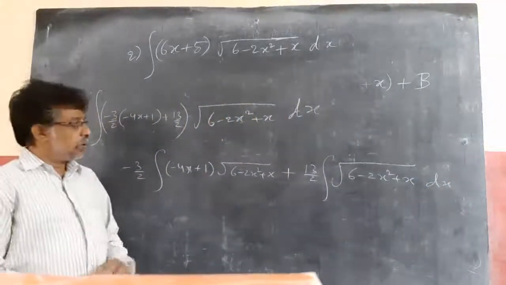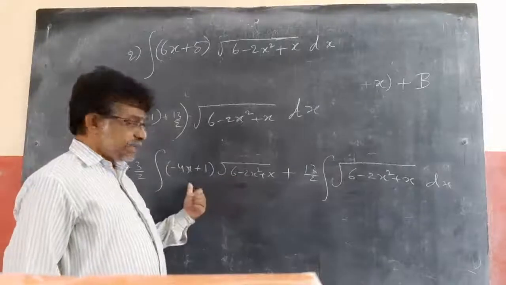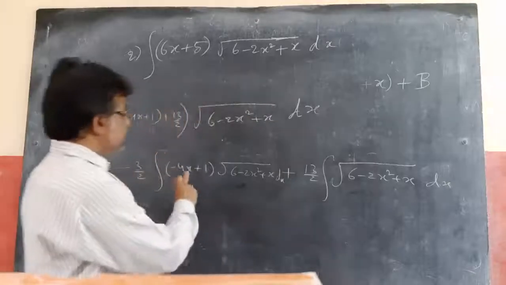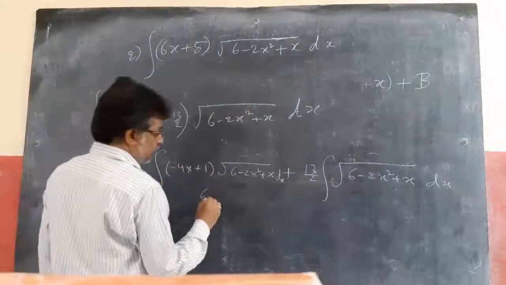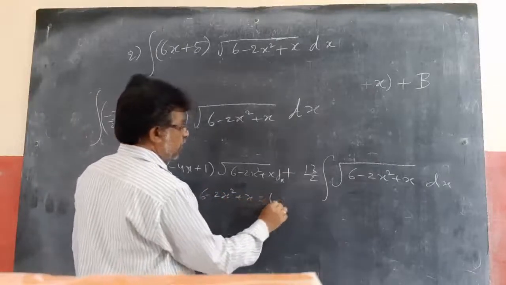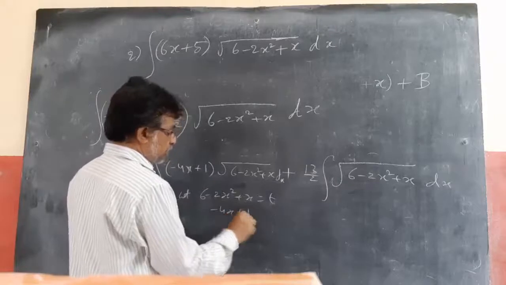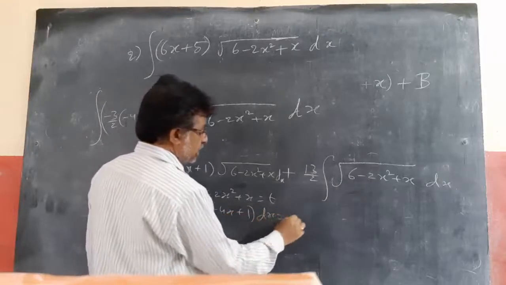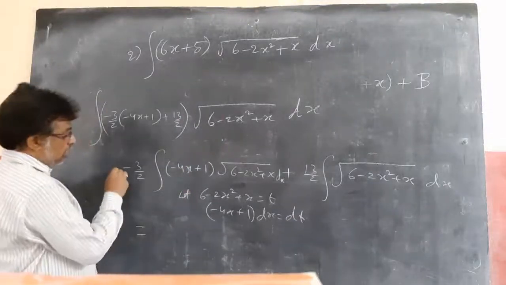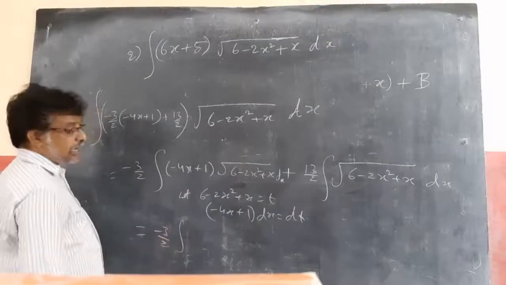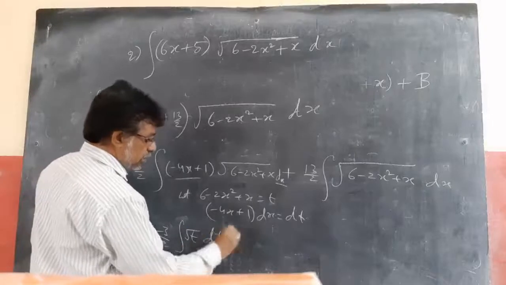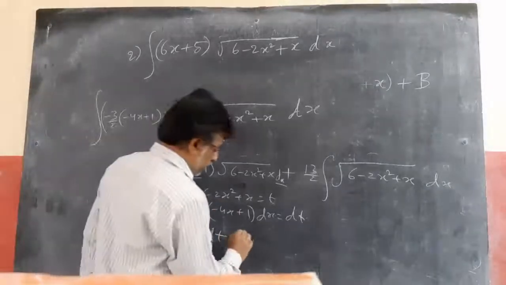Now from here you know how to do. This we do by taking t, automatically this is dt, and this one by completing squares as usual. Let 6 minus 2x square plus x equal to t. So the derivative of this is minus 4x plus 1, which equals dt by dx. So dx equals dt, because this is the derivative of that only, so it will always work. So minus 3 by 2 into integral of this whole is dt and this is root t, root t dt.